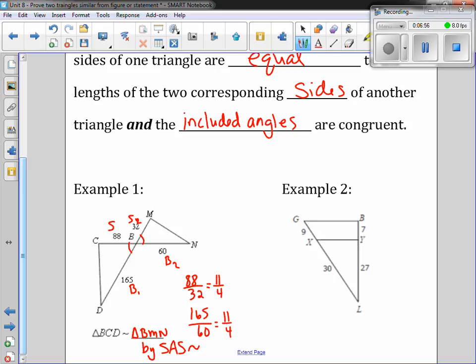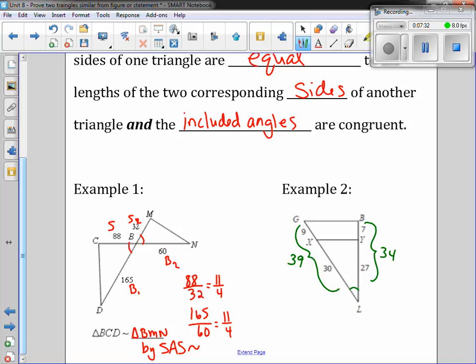In our second example, we have two triangles that are put together. So we want to compare our small triangle with our big triangle. We know that we have reflexive angles here, so I already have my angle measures. So now I need to compare my sides. Well, in order for me to compare small to big, I need to go ahead and add my sides together to get my large values.